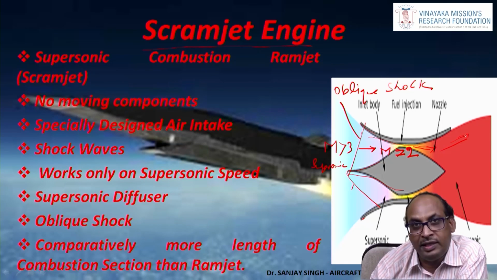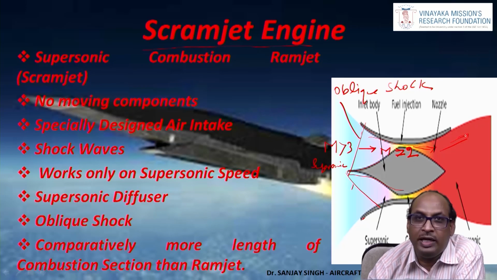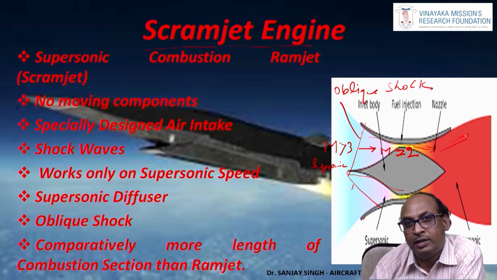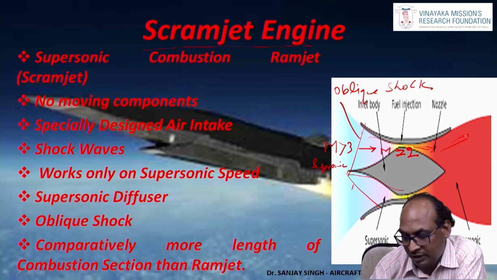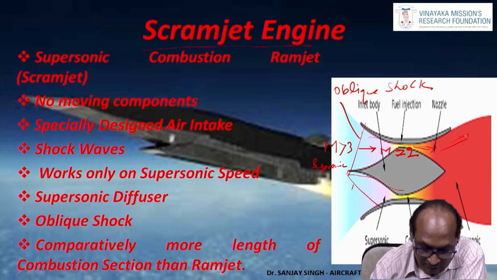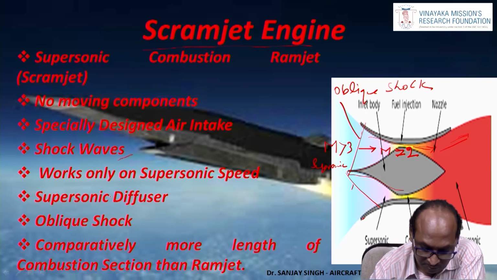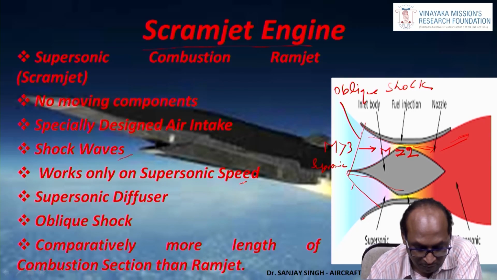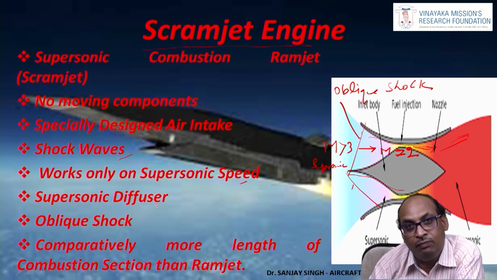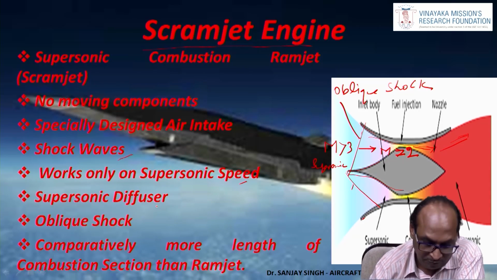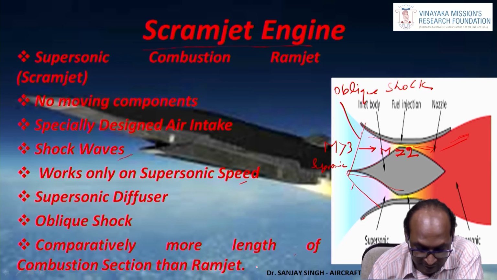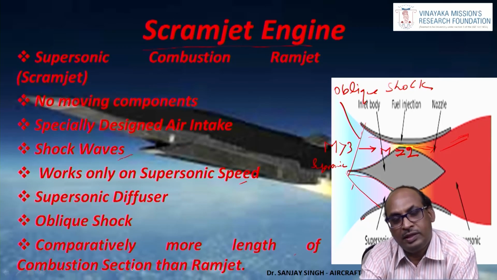This type of engine needs a long body for combustion. It needs some time. So that long body where combustion is taking place, the combustion chamber, used to be a little bit longer in this type of engine. As I told, shock waves are playing a major role. Here oblique shock is getting formed. It works only at supersonic speed, with a supersonic diffuser. The diffuser is called a supersonic diffuser. The combustion section is comparatively lengthier than in the ramjet.